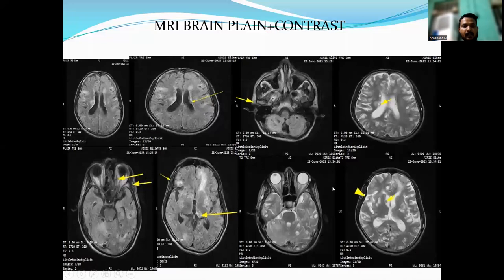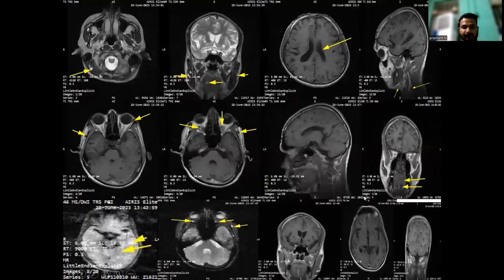We also did an MRI brain, plain plus contrast, of this patient, which shows hypointense or isointense lesions on FLAIR over here in the ventricular system and in the skull. You can see many cysts in both the cerebral and cerebellar hemispheres, in the recti muscles, and in the skull region. Here we can see the multiple cysts in the recti muscles of both eyes, the posterior one third of the tongue muscles, and the recti and paravertebral muscles.